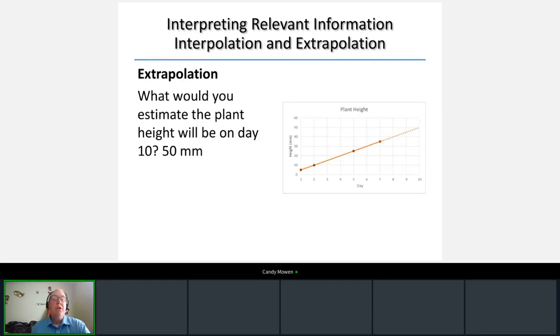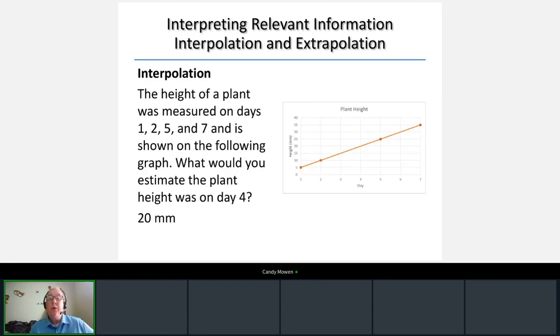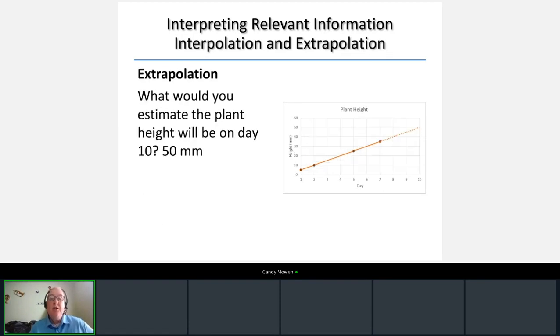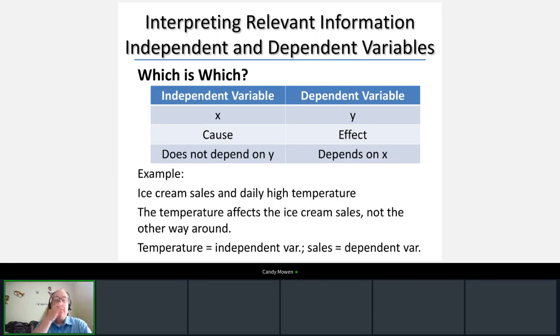Now, extrapolation: what would the estimate of the plant height be on day 10? You have to extend it out here because the original only showed it to day 7. So we're going to have a dotted line extending out to day 10. What is the height on day 10? We go up to 50 millimeters. It's outside the original collection or presentation.